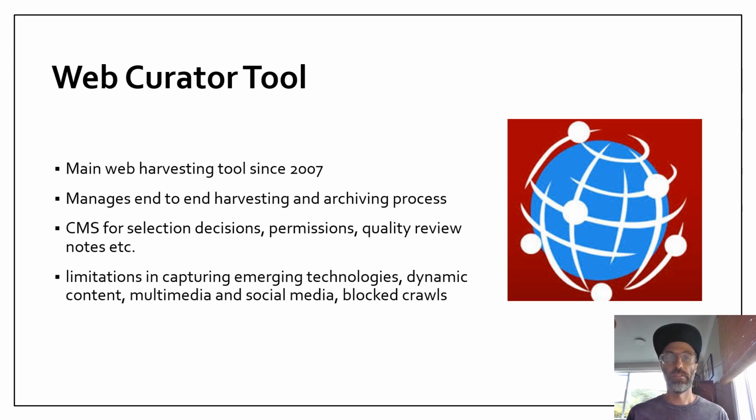The main tool we've relied on since 2007 is Web Curator Tool, which completes the full workflow from selection, permissions, harvesting, quality reviewing, and eventually archiving. And while we're still able to harvest the majority of websites we select with WCT, there are certain limitations with the heritage-based crawlers. This includes things like dynamic and multimedia content, especially embedded media such as music and videos. And we also have issues with a number of websites being blocked with anti-bot software such as BitNinja.